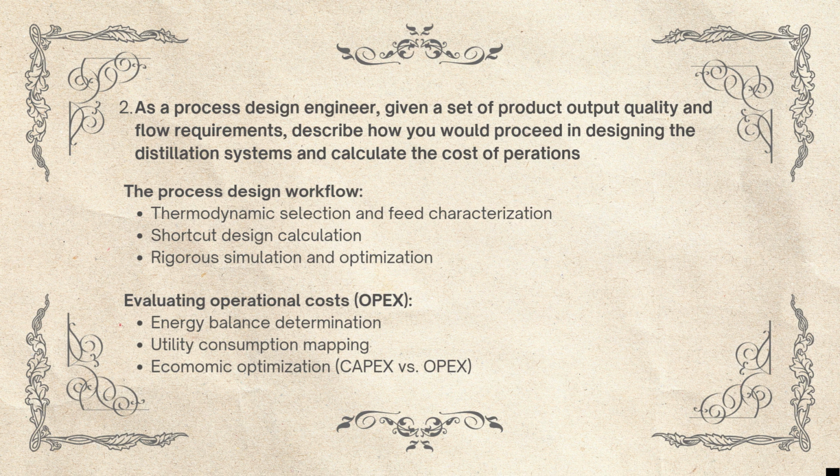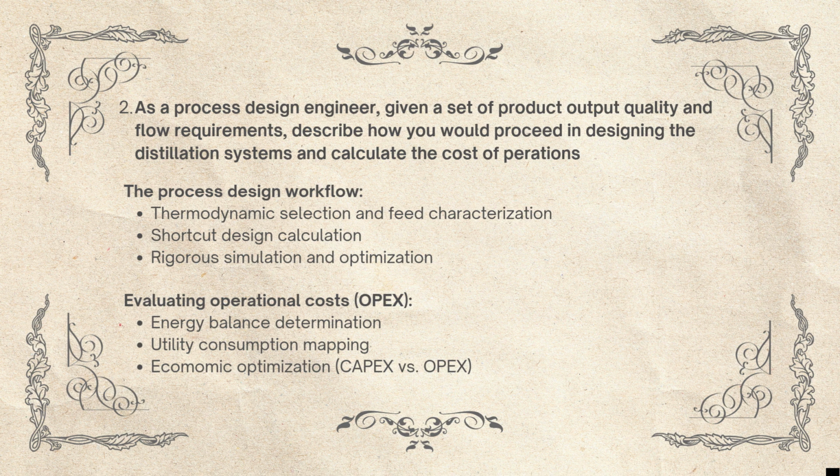And lastly, rigorous simulation and optimization. The shortcut design parameters are imported into a rigorous fractionation model to fine-tune the system. The engineer runs multiple iterations to optimize the exact location of the feed tray, ensuring it matches the column's internal composition profile, which directly minimizes the overall energy required by the reboiler.